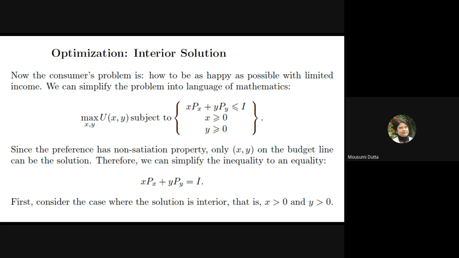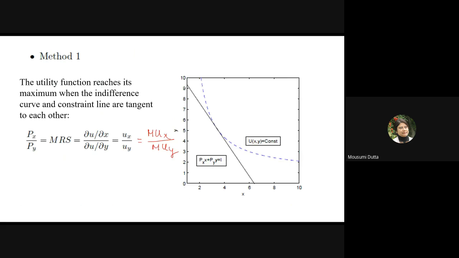First, consider a case where the solution is interior, that is, both x and y are greater than 0. There is a possibility that x and y are greater than or equal to 0, indicating we can have x equal to 0 while y is positive, or y equal to 0 when x is positive. To begin with, I am not considering those special cases. I'm not considering any corner solution. I am starting with the interior solution. So to start, we are considering both x and y are strictly positive.